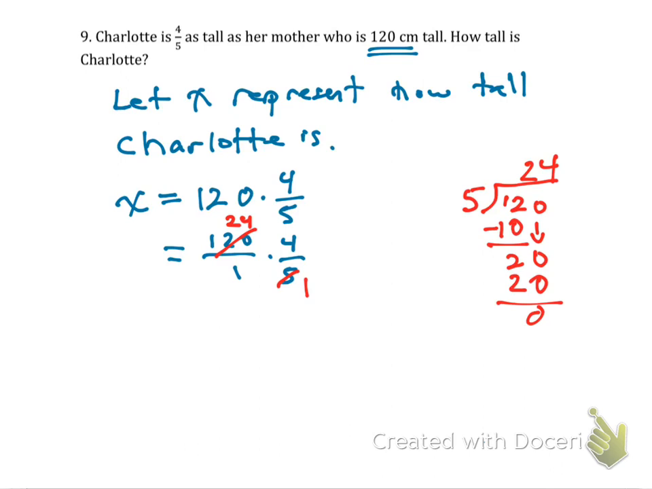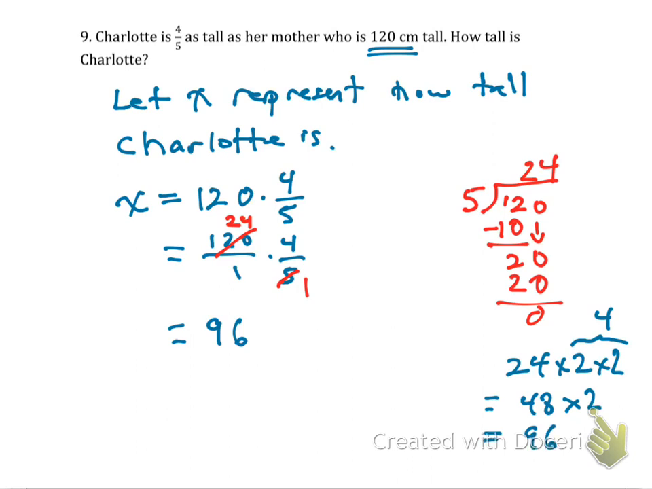At this stage we just multiply, so the numerator is 24 times 4. 24 times 2 is 48, and 48 times 2 is 96. All I did there was take 24 on the side and multiply it by 2, and by 2 again, because 2 times 2 is equal to 4. That's a good way to do this mentally a little quicker. That's 96 over 1, so I'm just going to leave it as 96. Therefore, Charlotte is 96 centimeters tall.